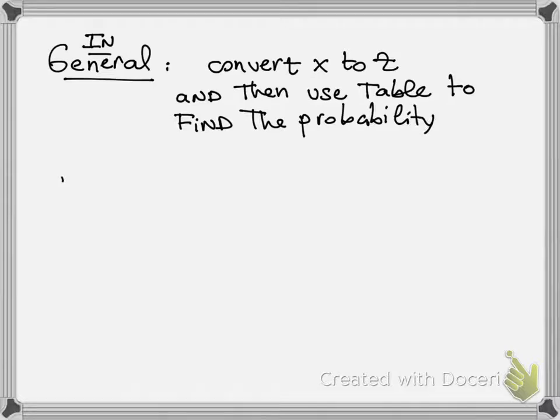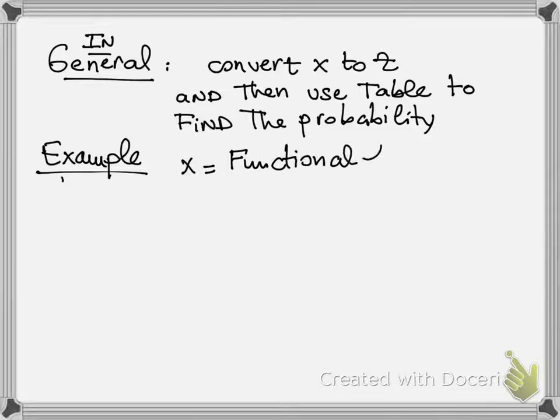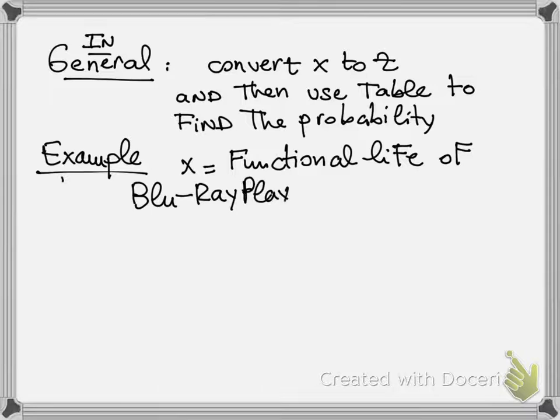So for example, let's say the functional life of Blu-ray players follows a normal distribution. So x, that's the functional life of Blu-ray players, and it follows a normal distribution. This is important.